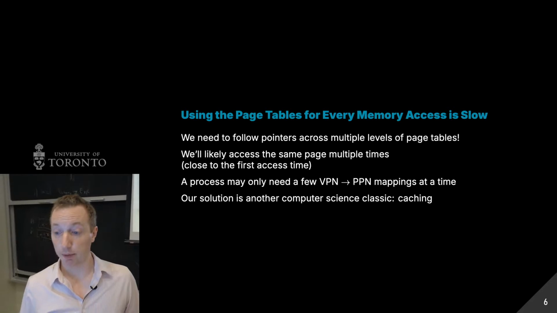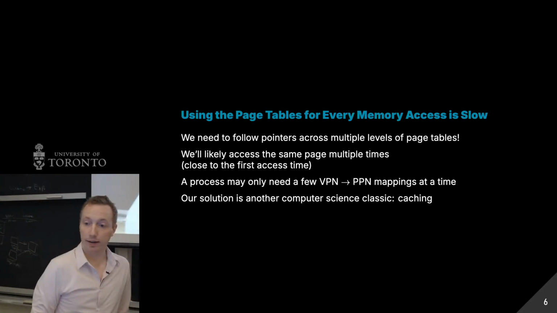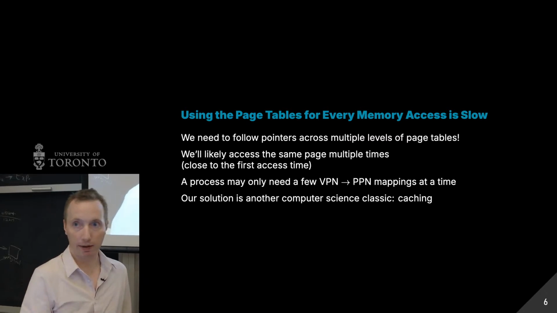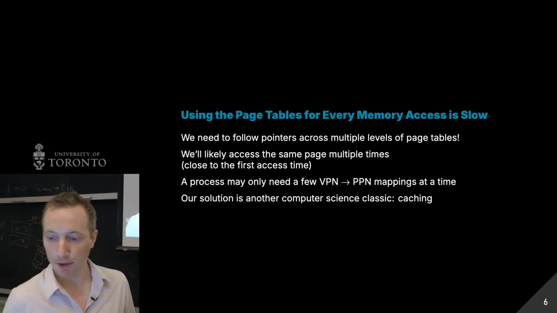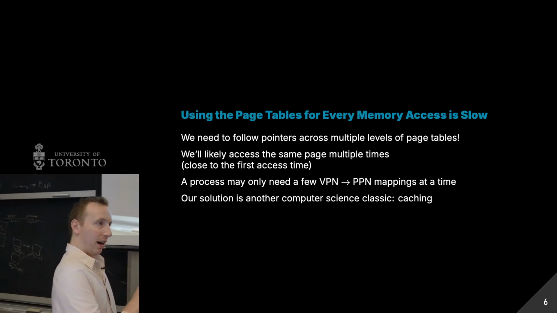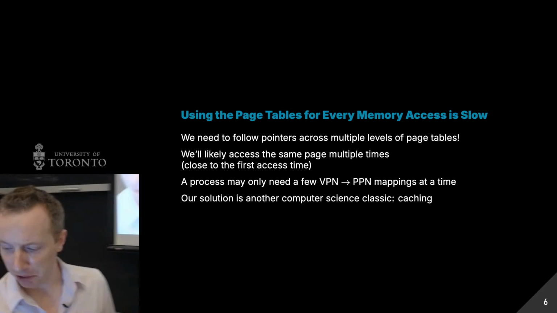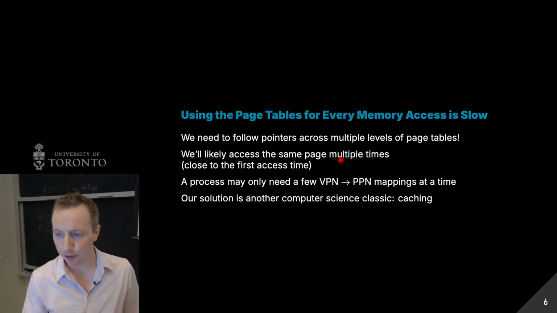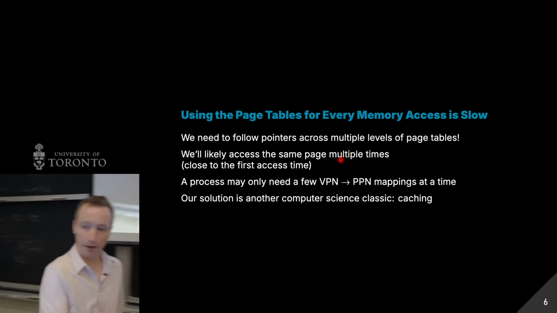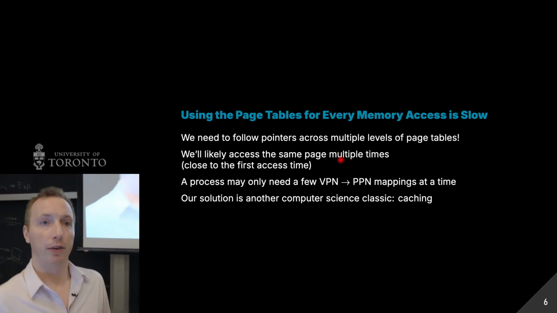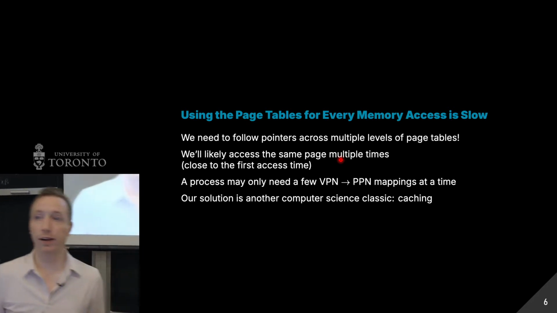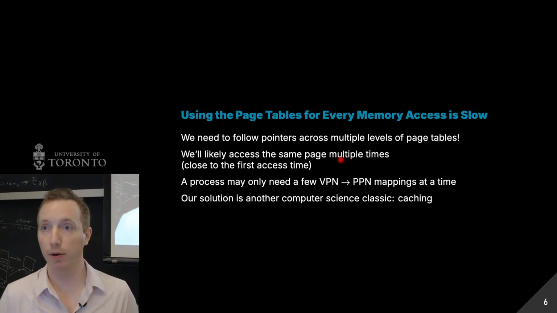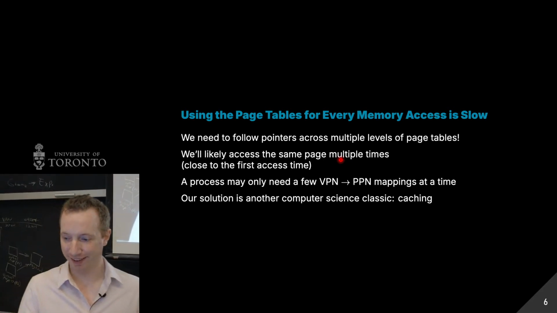So this is really, really slow, and it is likely you will access the same page multiple times, especially if you're accessing an array or something like that. So a process might actually not use that many pages at any given time. It only needs a few virtual page number to PPN mappings. So the solution is one of the two computer science solutions: if something is slow, you add a cache.